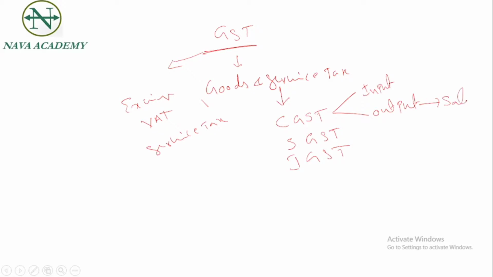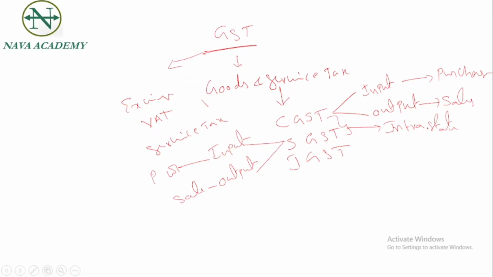Output is on sales, input is on purchases. Same like in SGST: input SGST and output SGST, on purchases and sales. These two are on intra-state sales. CGST and SGST are levied on intra-state purchases and sales.